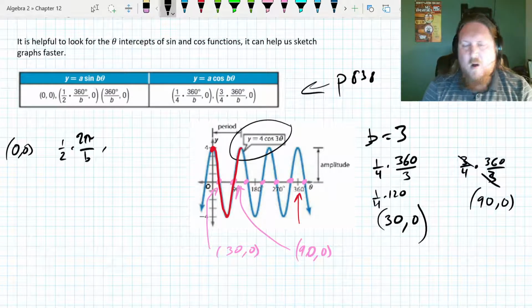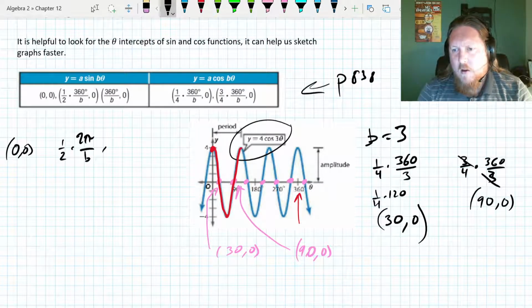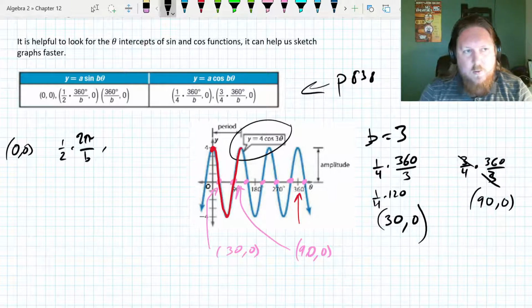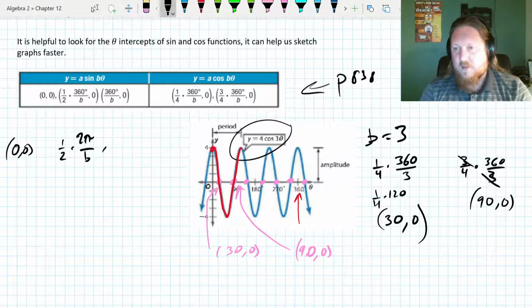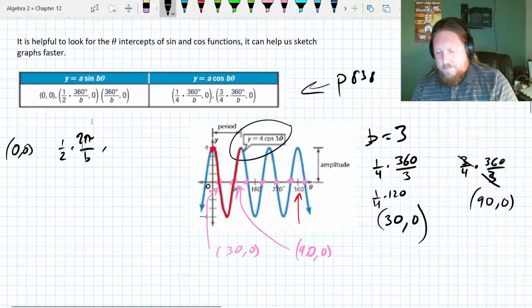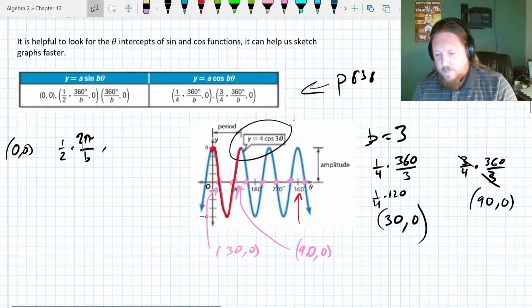Right now, I think we'll mostly be dealing with these functions in degrees, but it's always good to think about what it would look like in radians because that's another measurement of angles. All right, let's graph a couple.